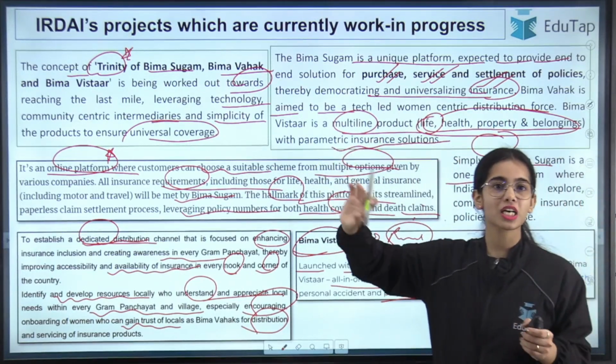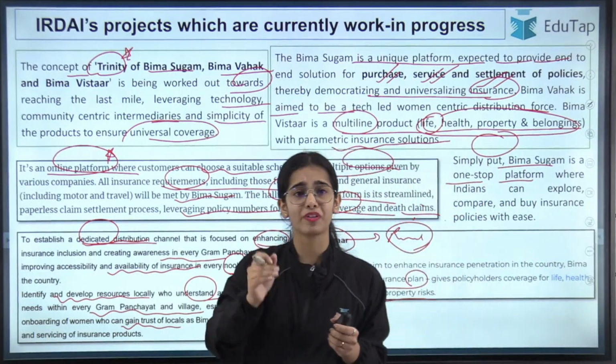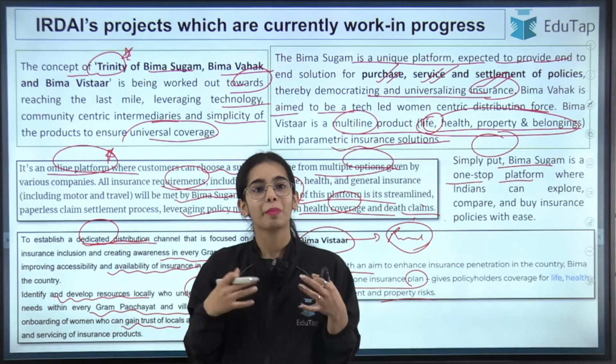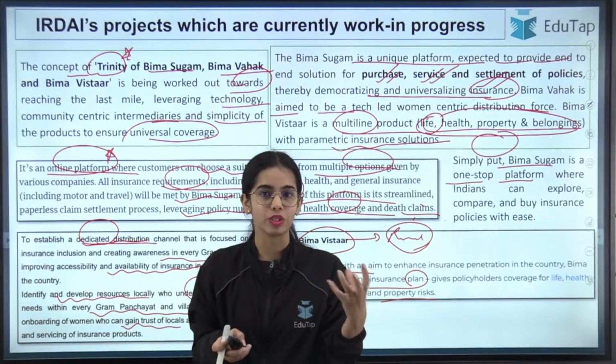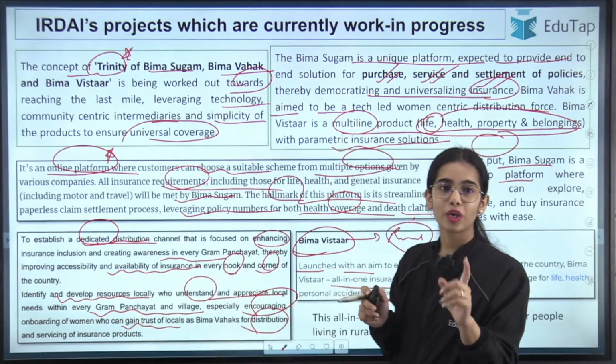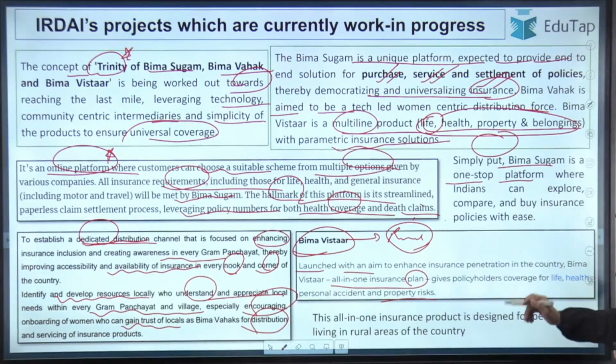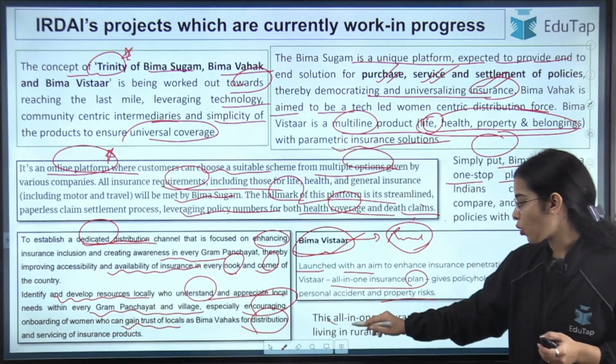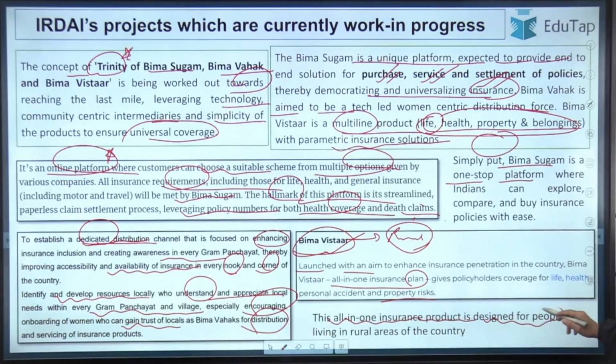Okay, so Bima Vistar will be cheaper. Of course it will be providing less insurance coverage also, but at least something will be provided to the people, right? So this is the idea. So I hope it is clear. So this Bima Vistar is an all-in-one insurance product. This is designed for people living in rural areas of the country specifically.